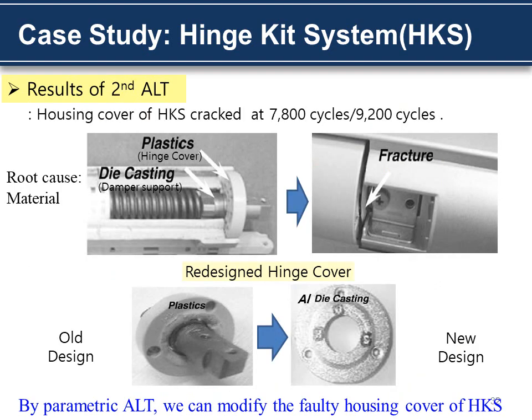In the second art, we also found the failure of the housing cover of the hinge kit system at 7,000 cycles and 9,000 cycles. The root cause came from the material of the housing cover. When operating the hinge kit system, the oil damper spot strikes the housing cover. Finally, the housing cover fractured. The material of the housing cover changed from plastic to aluminum die casting. By parameter art, we can modify the faulty housing cover of the hinge kit system.